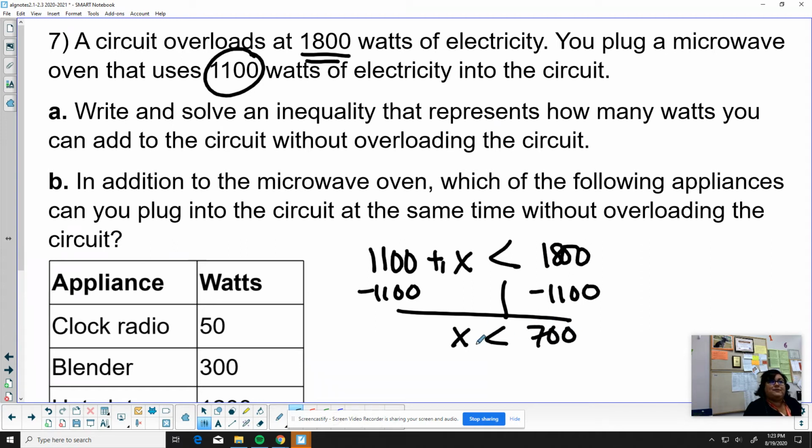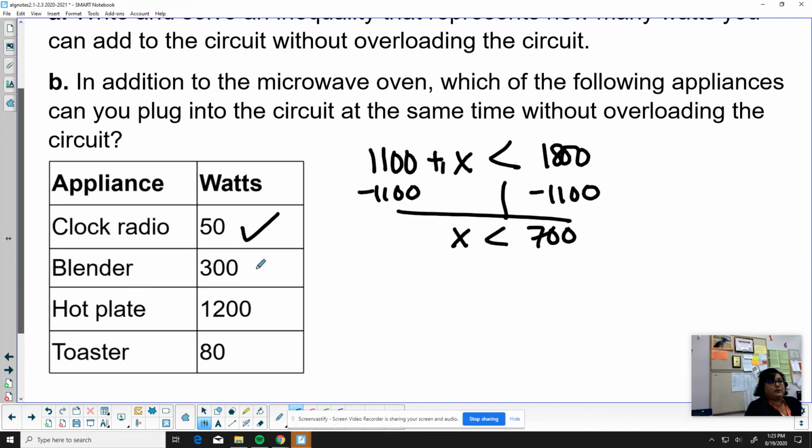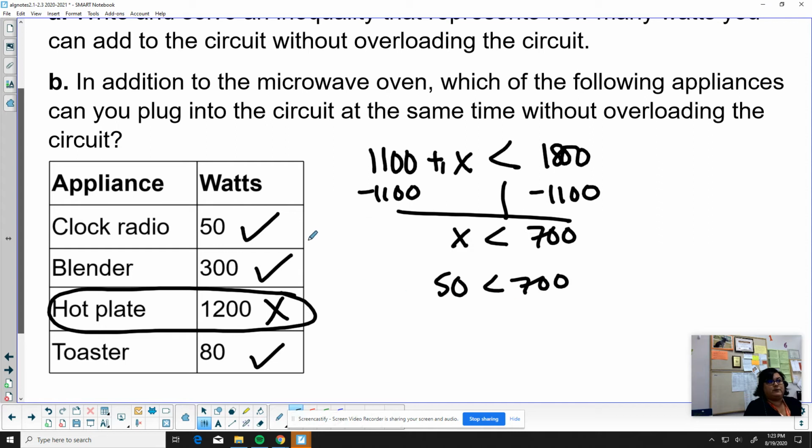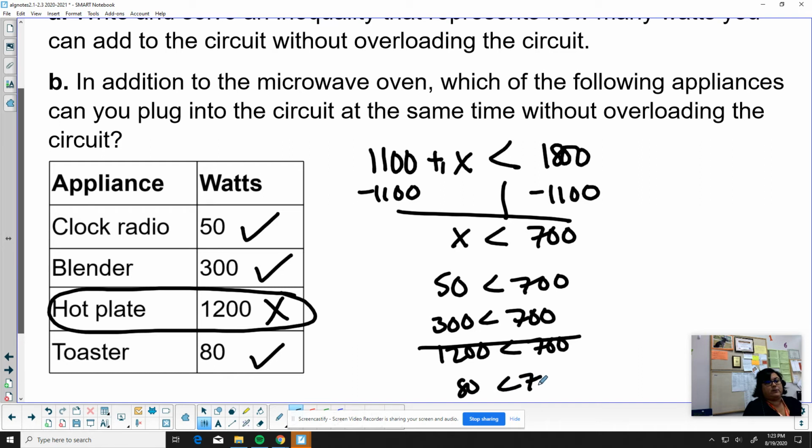So you could plug anything into this outlet that is 700 or less. So clock radio would work, blender would work, toaster would work, but hot plate is more than 700. So your hot plate would send the circuit breaker overloaded. So you wouldn't be able to plug the hot plate in there. So you would just take these numbers and plug them in and see if they're true. Okay, 50 smaller. 300 smaller, 1200 is not smaller. So that one doesn't work, and 80 smaller. So any of the other three would work.